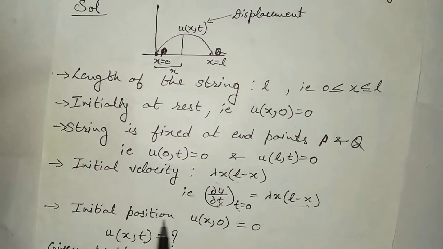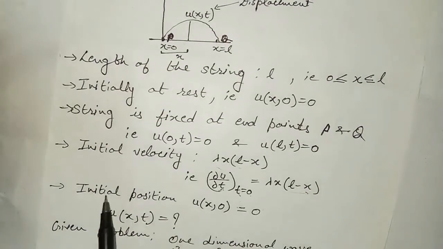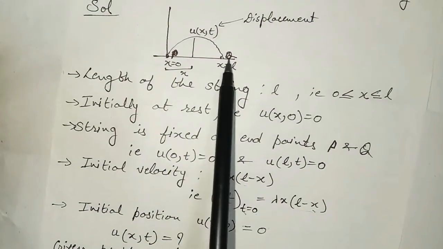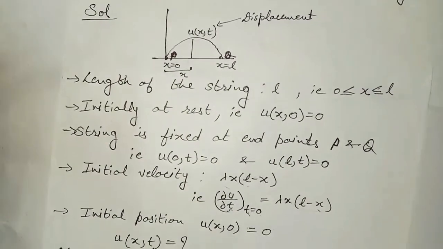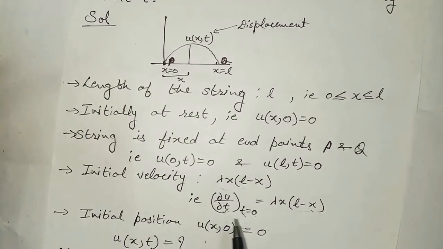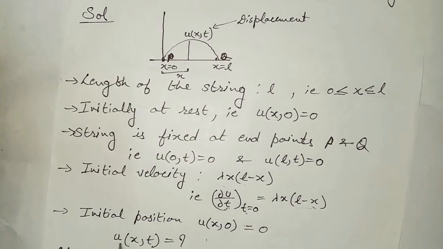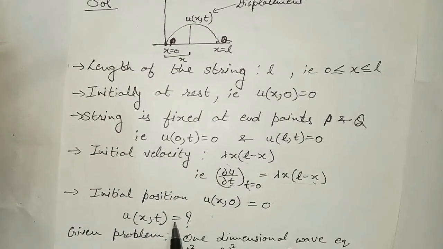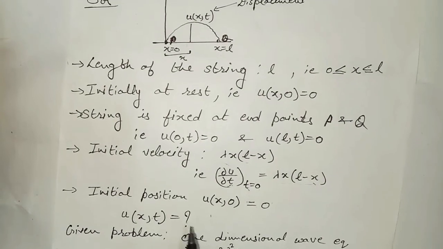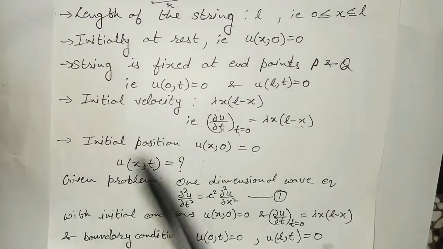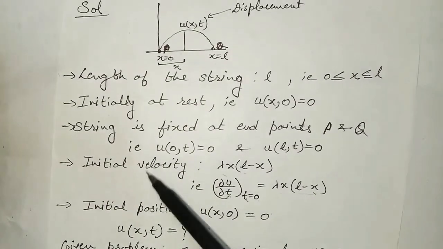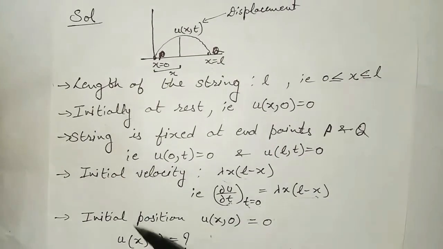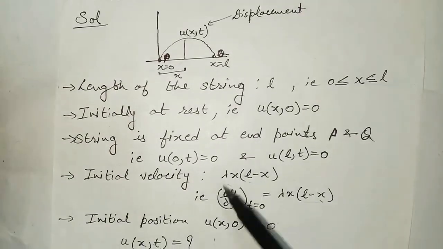Initial position u(x,0): initial means when t is 0, then the initial position u(x,0) is 0. So this PQ is the initial position. In the question it is given in its equilibrium position, so this is the equilibrium position and you have to find u(x,t). And u(x,t) means the displacement of the string at any distance x. Okay. So this is the brief of the question. Here we have summarized the complete question.